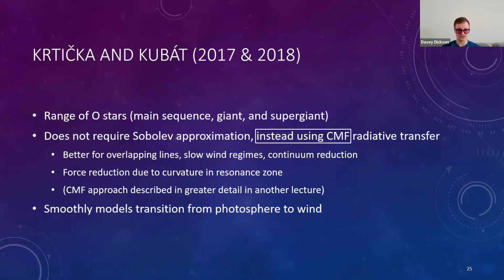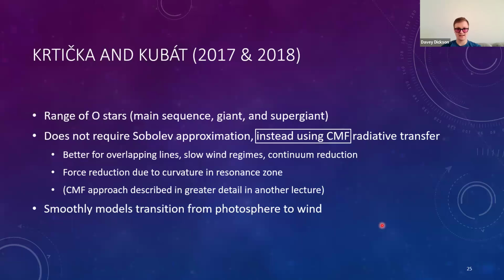So in the continuum reduction case, for example, if you have enough saturation of lines, you can effectively reduce the entire continuum to the point that, outside of any individual species, the incident light is significantly lessened broadband. I also want to note here that the CMF approach is going to be described in greater detail in another lecture. So if you want to learn more about that, you can come back for that lecture as well.